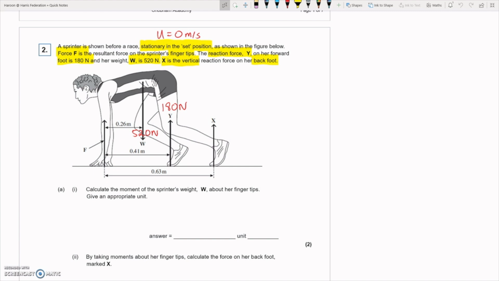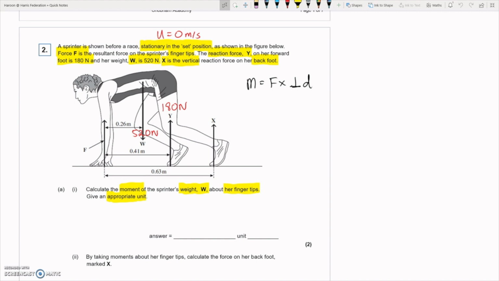So it says calculate the moment of the sprinter's weight, that's W, about her fingertips, and give an appropriate unit. So I'm going to get another mark for a unit. Okay. So the first thing I'm going to do is write down my formula. So I know that moment is equal to force times perpendicular distance, and that's about a certain pivot point.